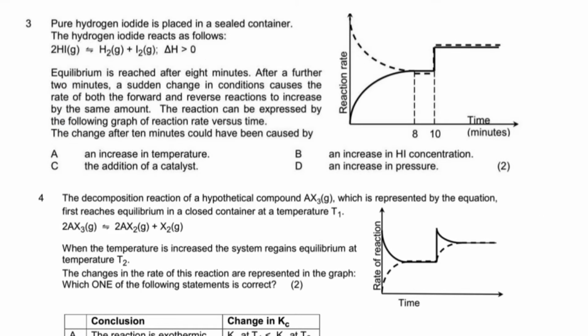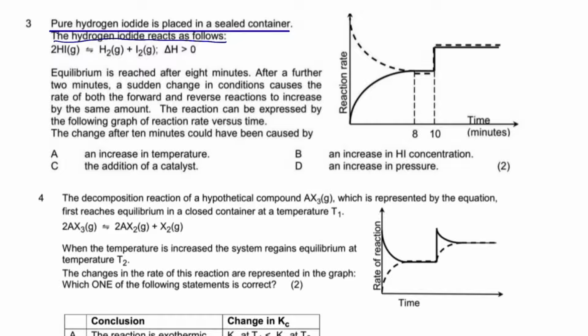Question number 3. It says a pure hydrogen iodide is placed in a sealed container, right? When it says a sealed container, that means it's a container where you cannot add anything to it. Now, the hydrogen iodide reacts as the following. We have hydrogen iodide that decomposes to hydrogen and iodine, and delta H is greater than 0. That means the forward reaction is endothermic and the reverse reaction is exothermic. It says equilibrium is reached after 8 minutes.